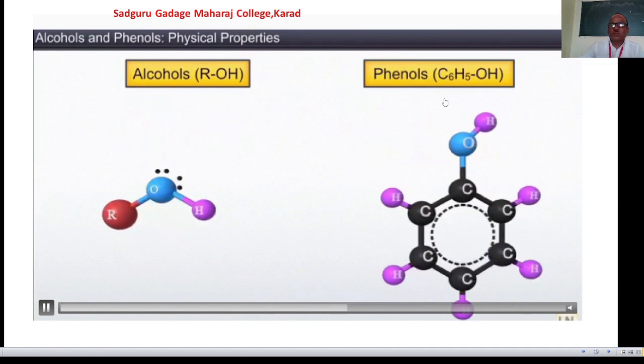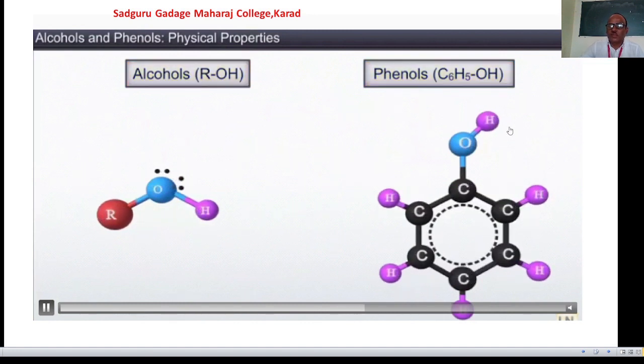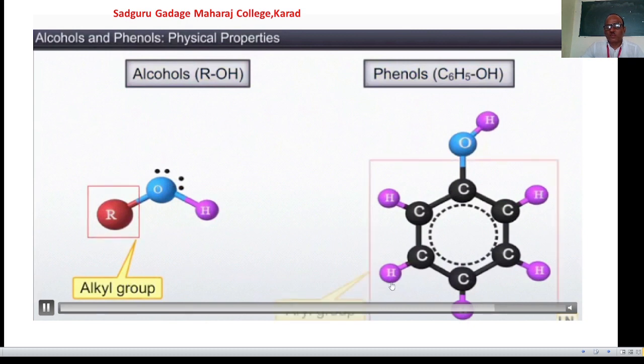In case of phenols, the formula of phenol is C6H5OH. This group is a hydroxyl group, and there are 6 carbon atoms and 5 hydrogen atoms. So this is the structure of phenol. Alcohols contain an OH group, and in phenols the OH group is directly attached to the benzene ring. So this is the structure of alcohol and this is the structure of phenol. Alcohol contains an alkyl group, phenols contain an aryl group.